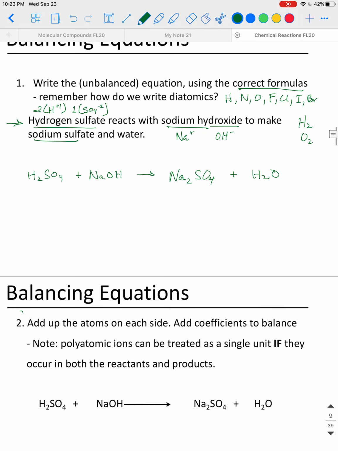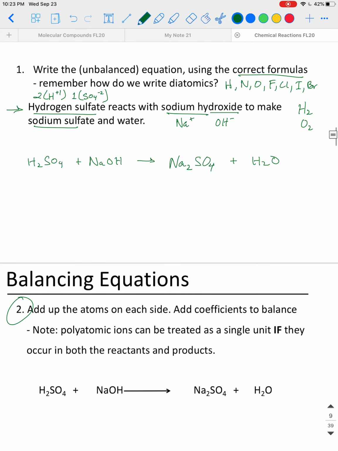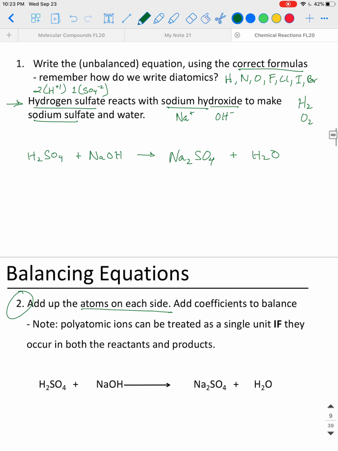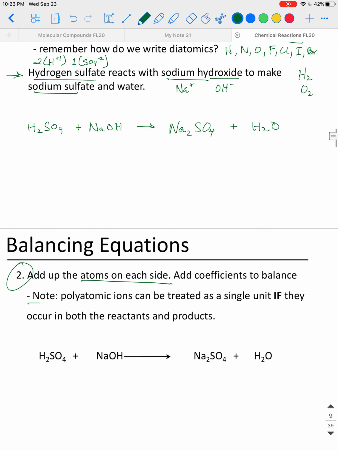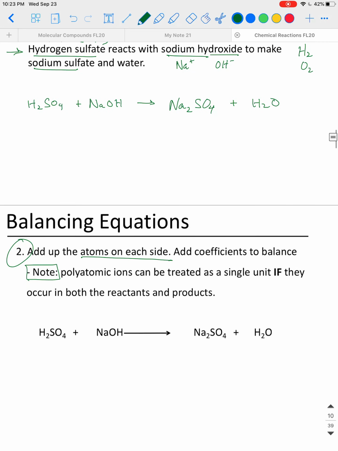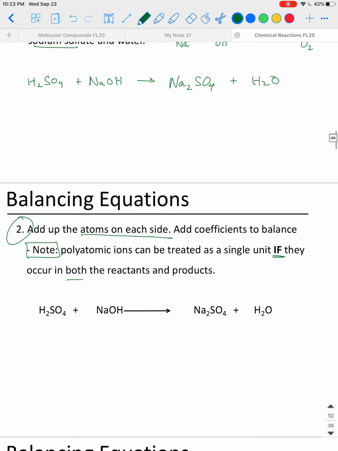Now let's read the next rule on this slide. We need to add up the atoms on each side, and then we'll add coefficients to balance. So once you have your equation written correctly, now you begin the balancing process. And there's a note. It says polyatomic ions can be treated as a single unit if they occur on both the reactant and product side. If they're in both a reactant and a product.